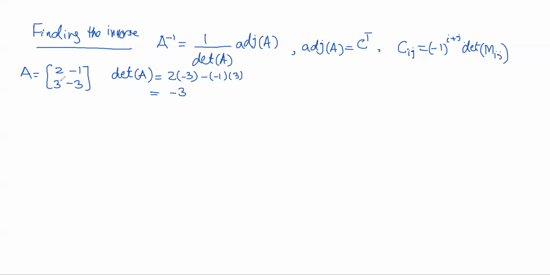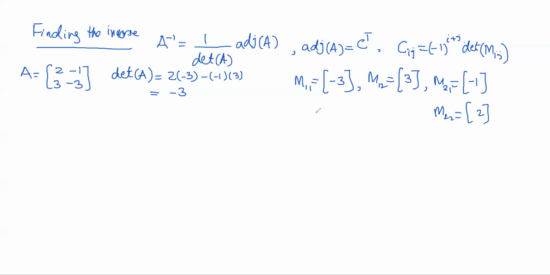In this simple case, the minors are denoted Mij. So what are the minors? For example, what is M11? M11 will be -3. M12 will be 3. So they are just 1 by 1 matrices. M21 will be -1. M22 will be 2. And then what are their determinants?